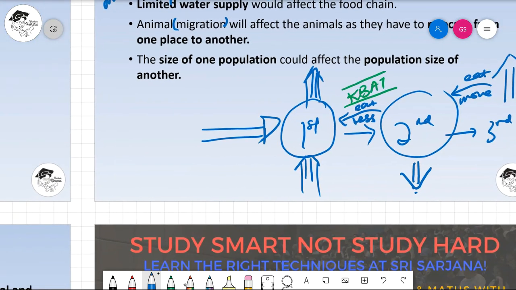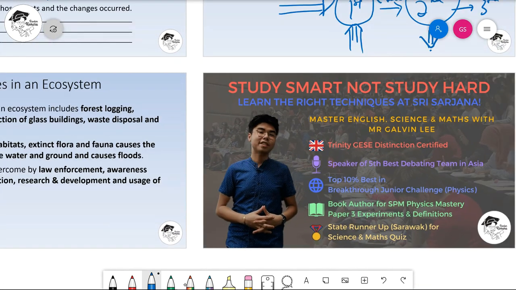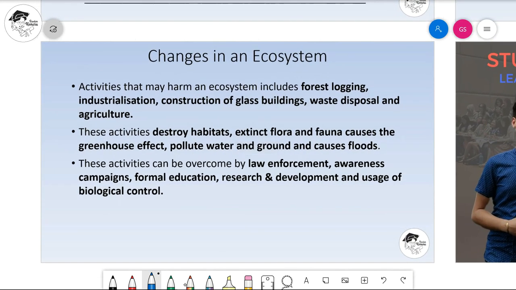Okay, now, I think we're into our last slide. Changes in the ecosystem. There are also other activities that change the ecosystem. Like what? Like forest logging, which means you are cutting the trees. Or industrialization. Industrialization means you are going to build the factories. And what happens when you want to build factories? You need the land. You need land to build the factories.